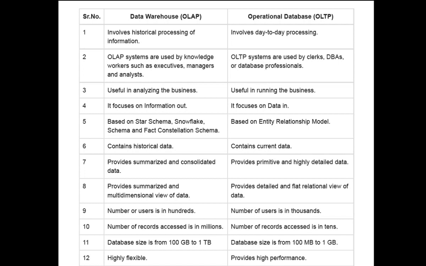Today we will look at the difference between OLAP and OLTP. OLAP stands for online analytical processing, and OLTP stands for online transaction processing. As the name suggests, OLAP is used for processing or analyzing information, which may also include historical information, and OLTP is used for day-to-day operations or day-to-day transactions.